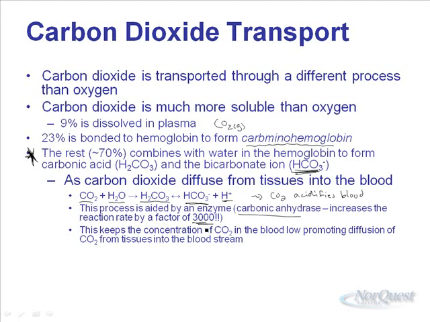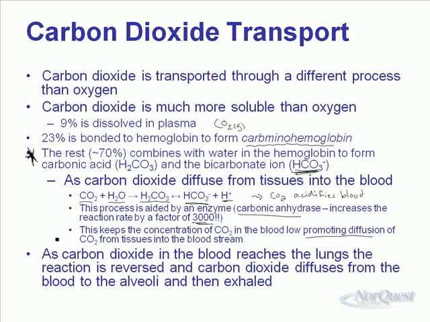What this does is it keeps the concentration of CO2 in the blood low. The CO2 is no longer a molecule that's on its own. It exists as something else, which allows more CO2 to diffuse into the blood. So we're always trying to get more and more CO2 into our blood so that when it gets up to our lungs, we can exhale it out. A very efficient way of getting rid of this metabolic waste.